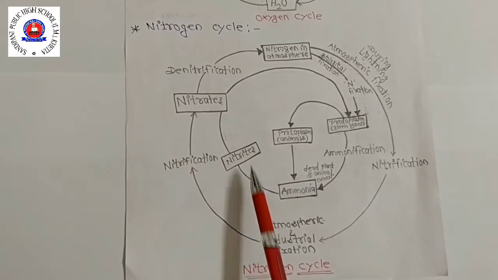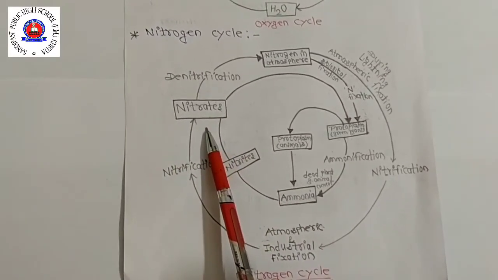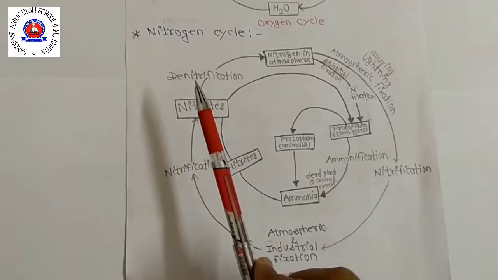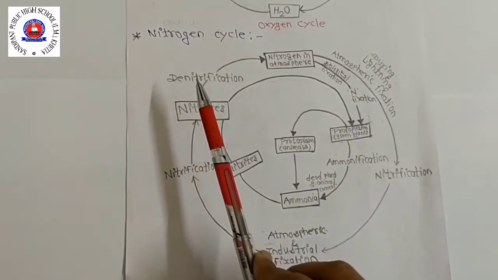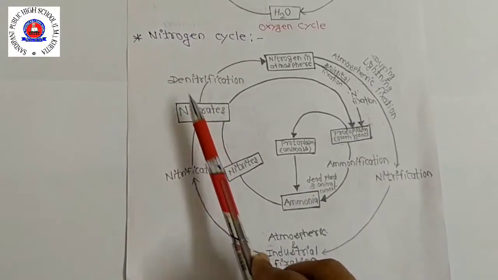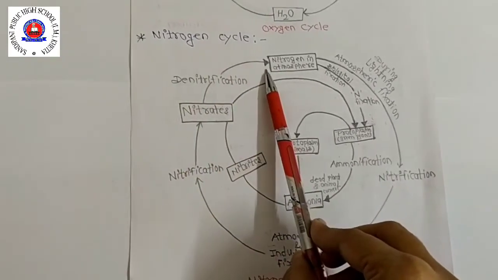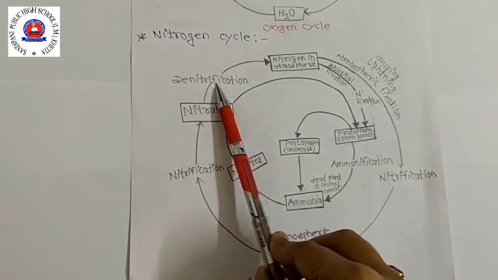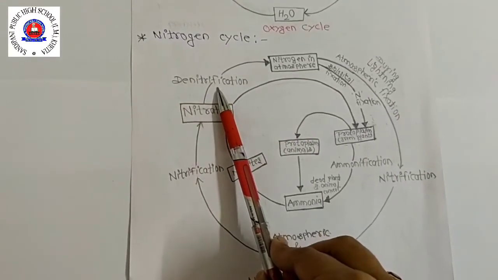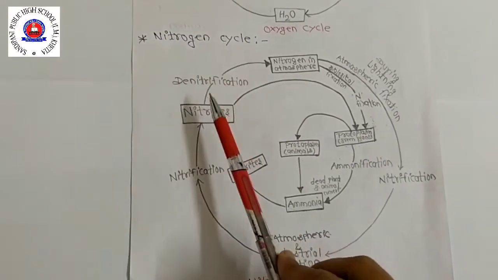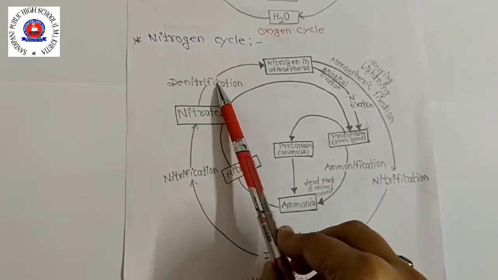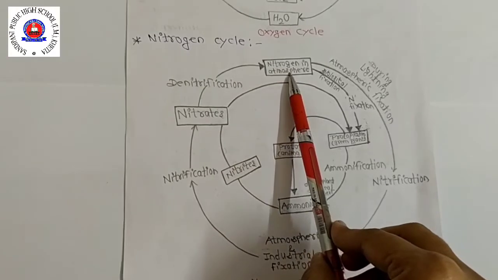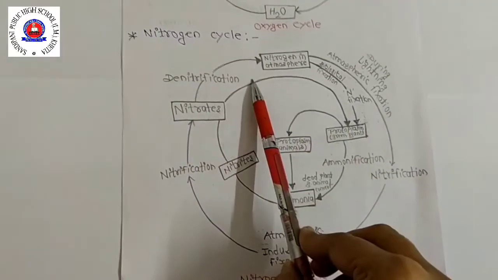nitrification happens, converting nitrite into nitrate. Okay, clear this one. And with the help of denitrifying bacteria, there is conversion of nitrate salts into free nitrogen gas through the denitrification process. The denitrifying bacteria are called Pseudomonas. So again this free nitrogen gas comes back into the atmosphere. This is called biological fixation.